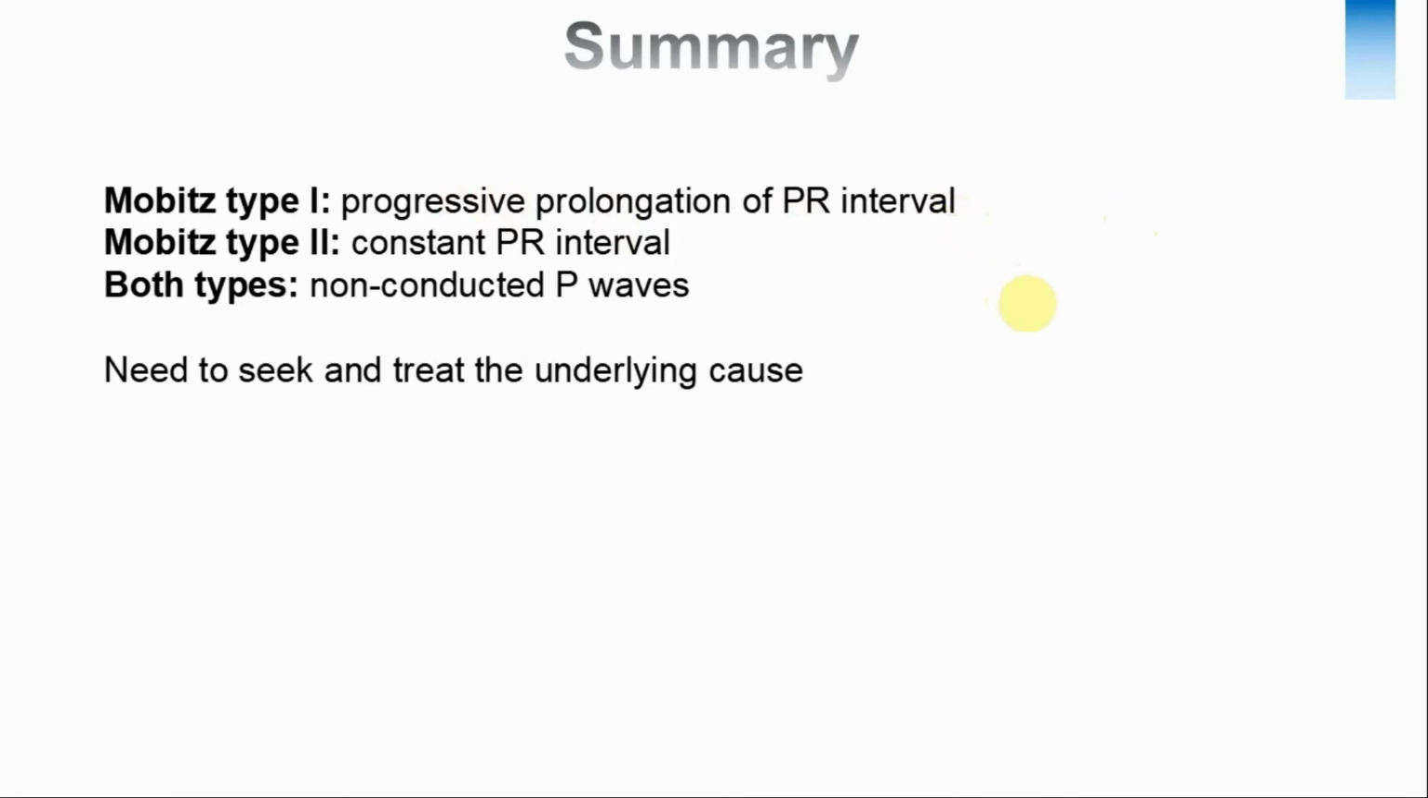Athletes may have Mobitz type 1 heart block. Atropine is used for the treatment of Mobitz type 1 heart block. Usually, the Mobitz type 1 heart block has a benign cause. We need to seek and treat the underlying cause.